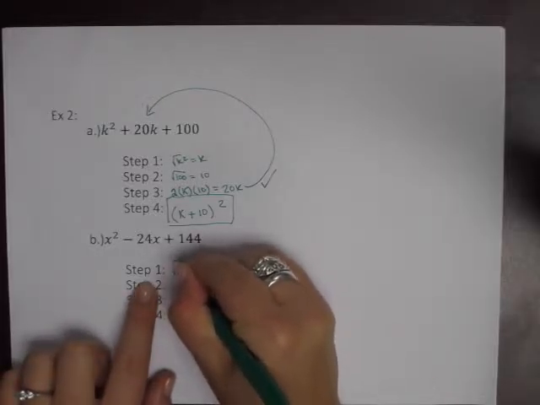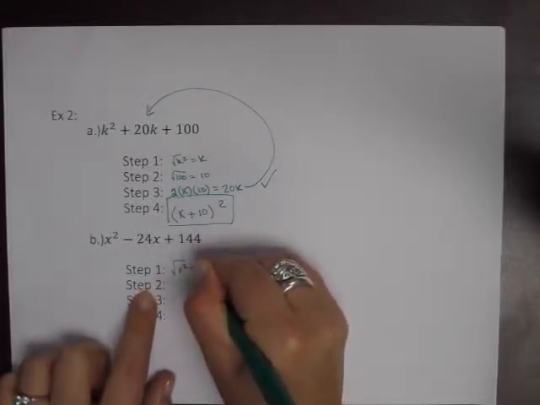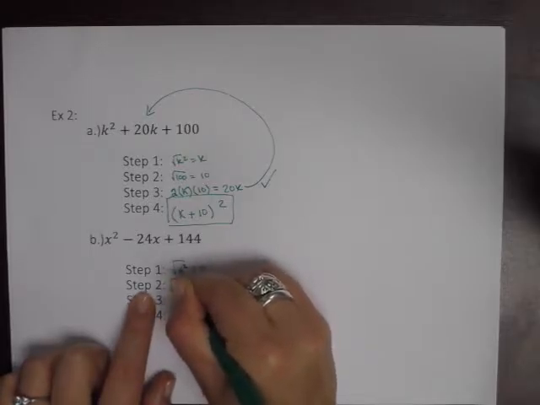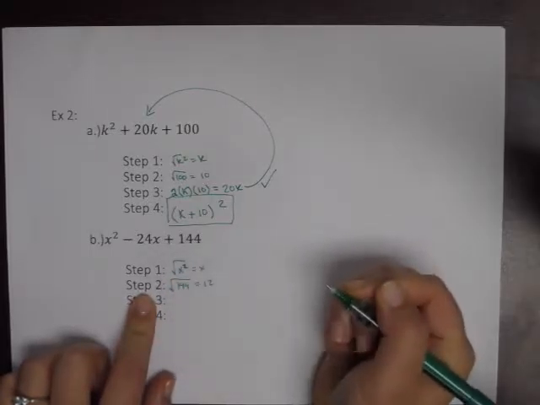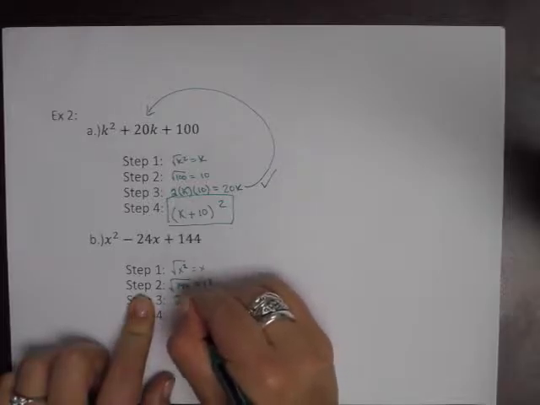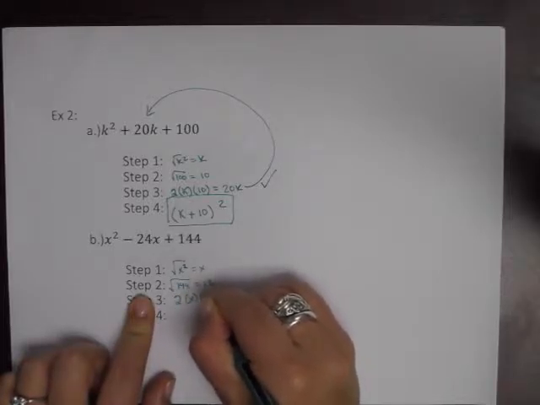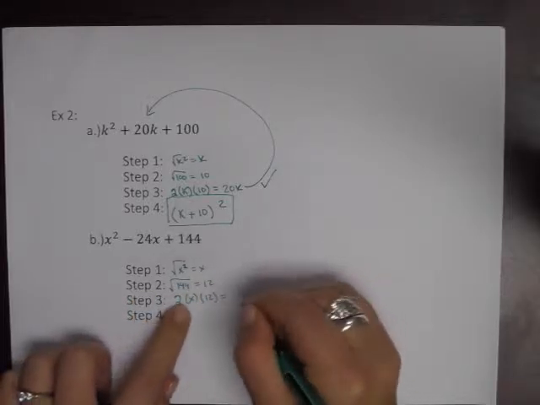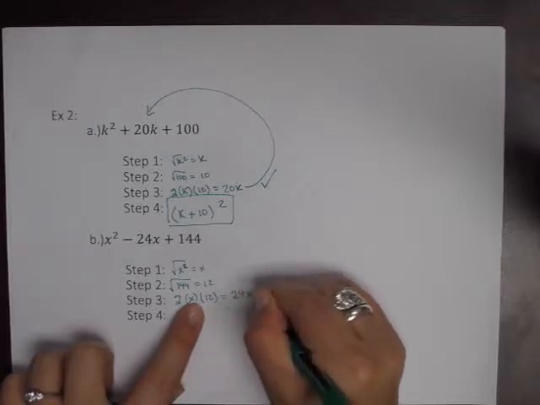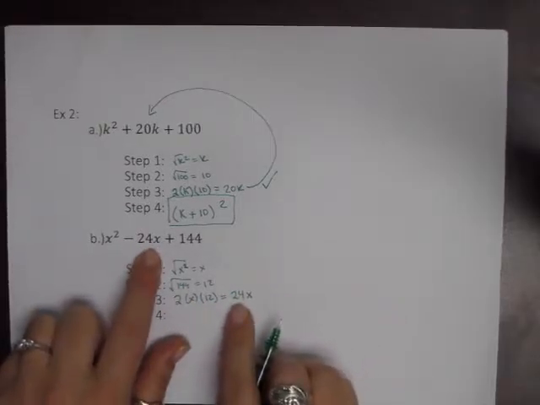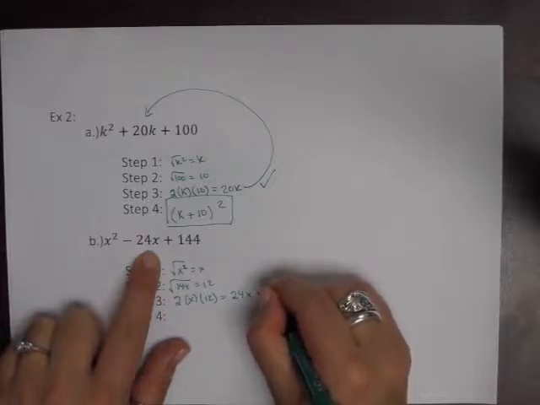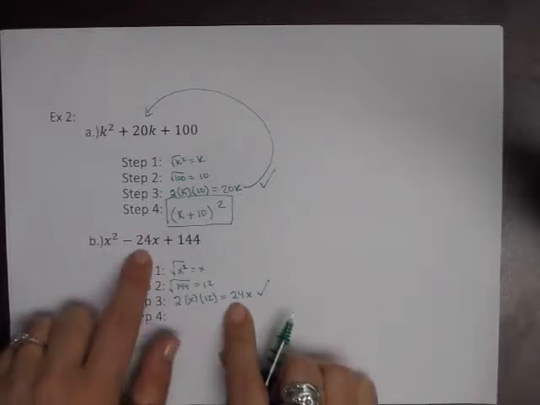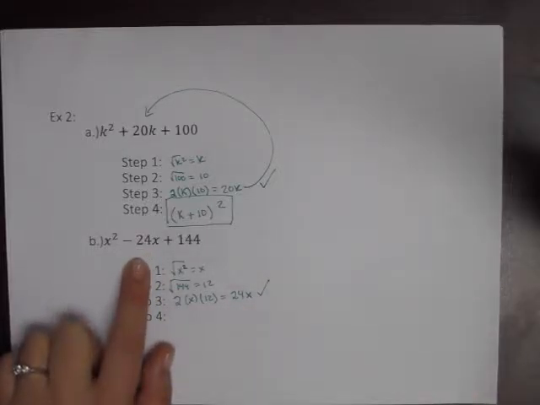Step 1, take the square root of x squared, which is x. Take the square root of 144, which is 12. Now I've got to check it. So I go 2 times step 1, which is x, times step 2, which is 12. And 2 times 12 is 24. So 24x, I see if they match each other. They absolutely do. The sign doesn't matter. It's just looking at the coefficient, so what that number is.